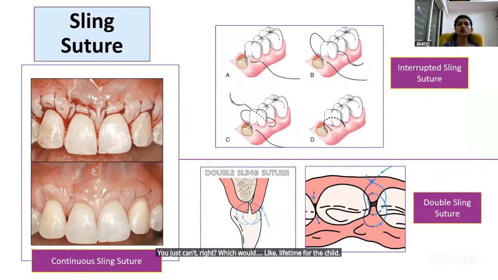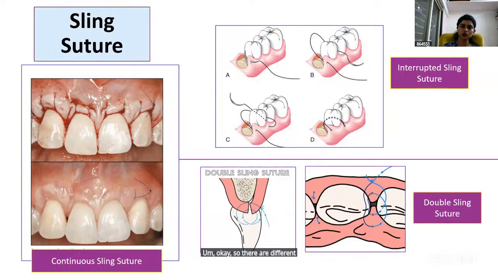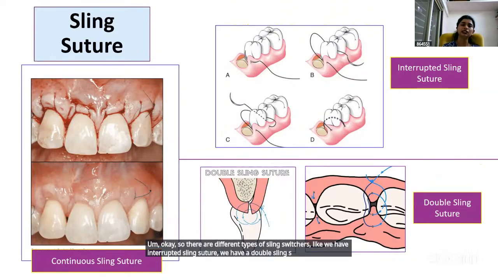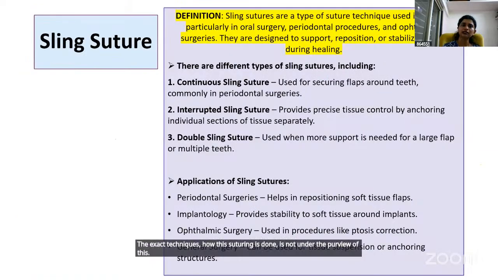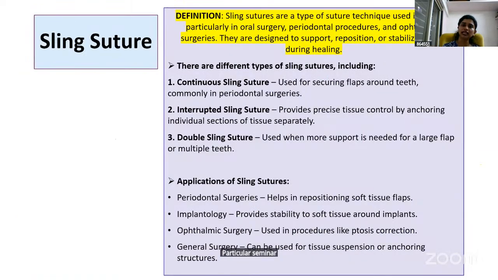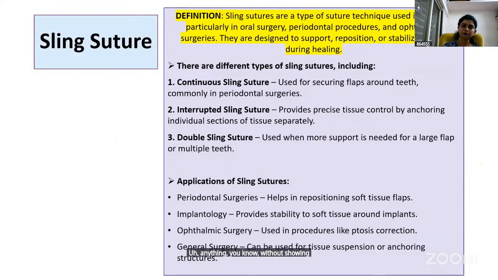Now coming to the sling sutures, again, these are very commonly used in periodontal surgeries. There are different types of sling sutures: we have the interrupted sling suture, the double sling suture, and the continuous sling suture. Again, the exact techniques of how this suturing is done are not under the purview of this particular seminar. It's very difficult to explain the technique without showing any video.